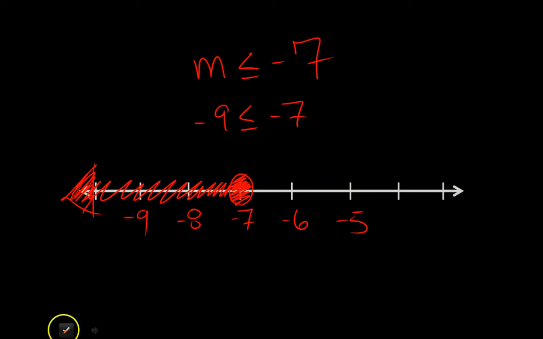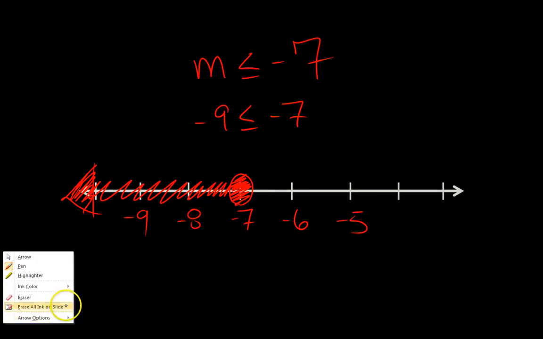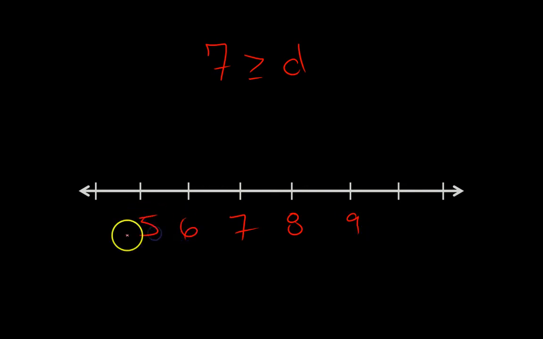I know I said that was our last one, but I do want to cover one more type of problem here. That's when the variable is on the other side. Something like that. So I'll go 7, 8, 9, 6, 5. Close circle on 7 because I have the equal sign. And then I'm going to shade to the left again.